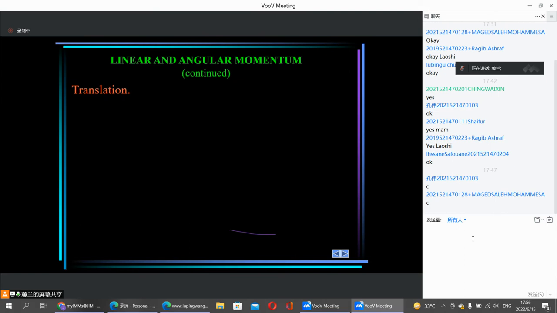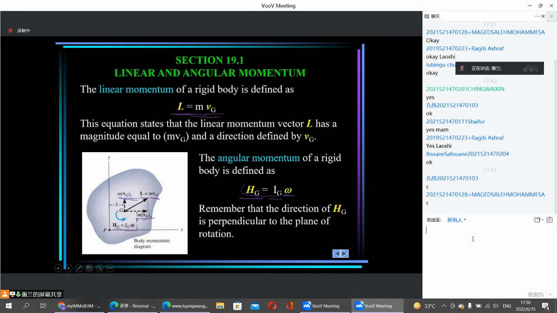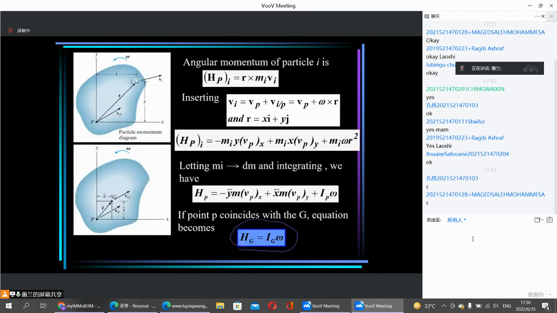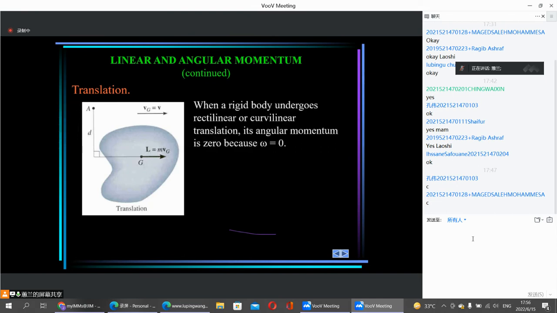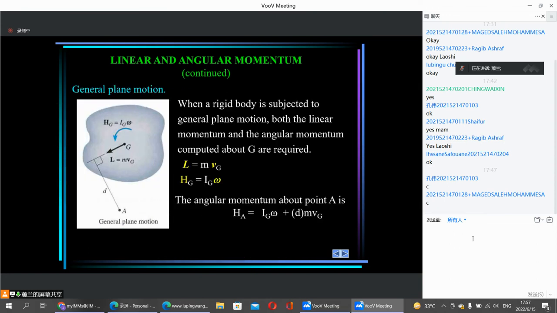You can have the body momentum diagram, and then take the linear momentum as the force, and angular momentum as the momentum over force. Then you can calculate the angular momentum about any point, just like the moment of force about any point. For the general motion, it will have the linear momentum and angular momentum.